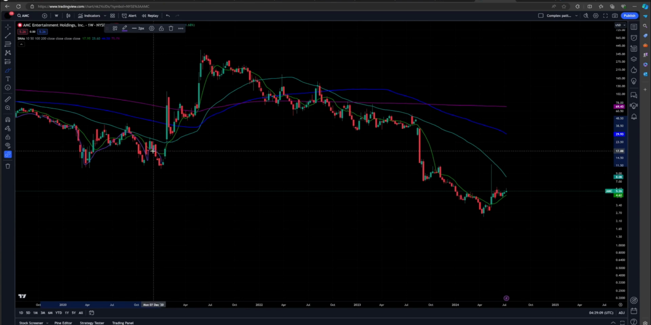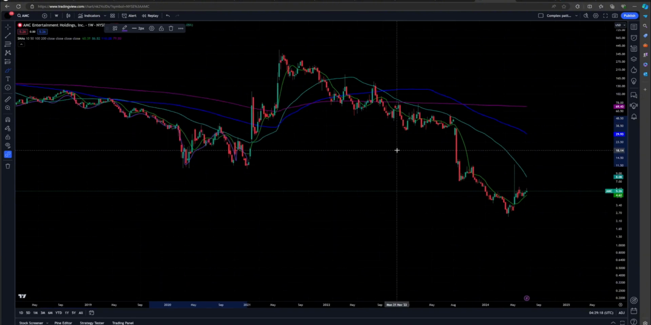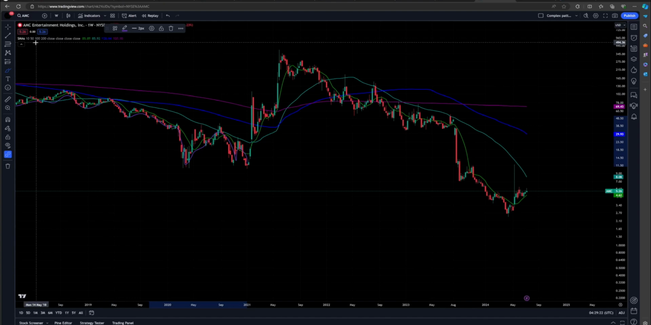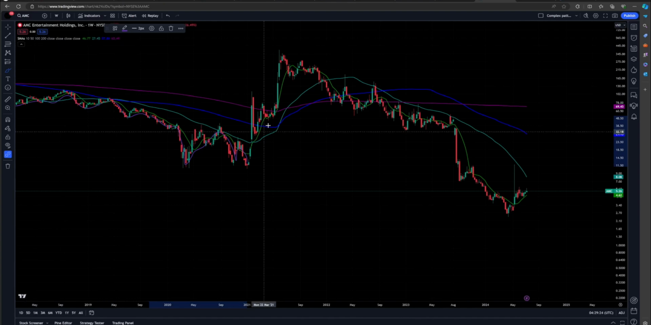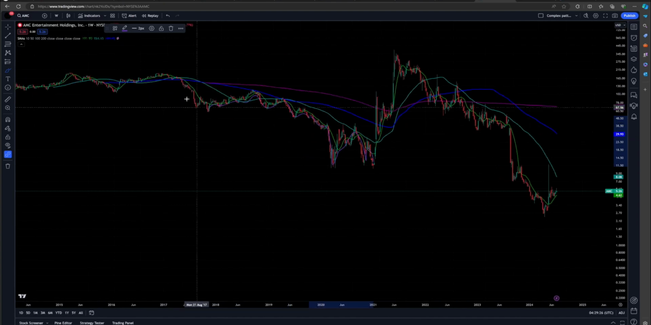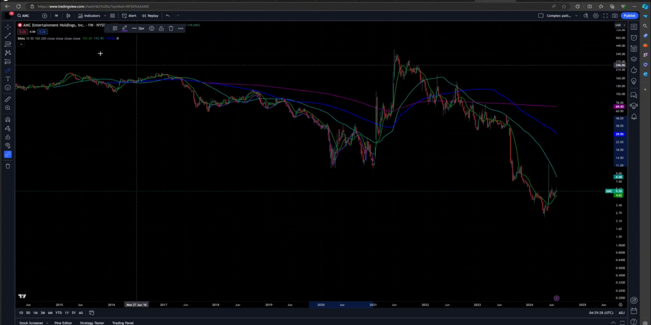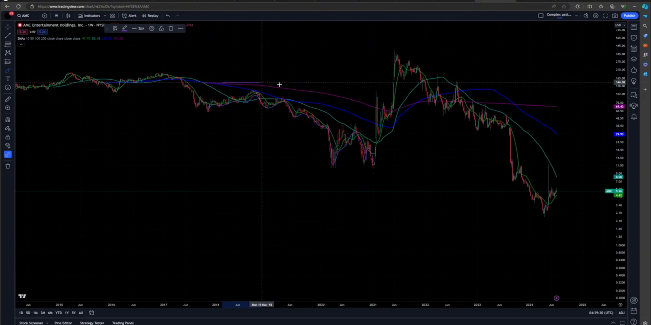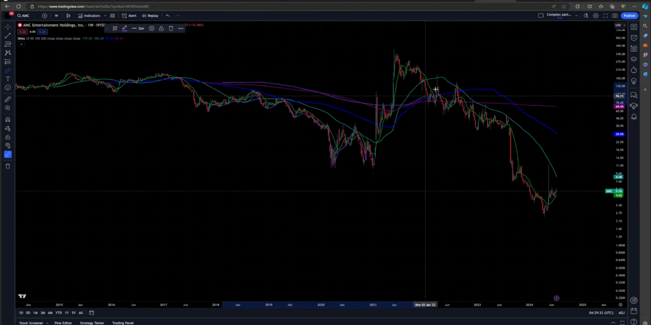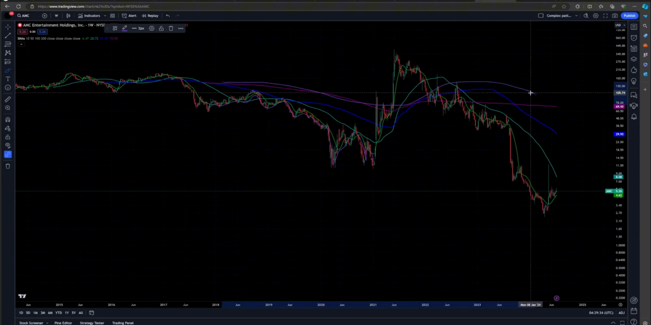This is your 10 SMA. This is your 50 SMA. This is your 100 SMA, and this is your 200 SMA. The higher the number of bars in your data set, the slower the average is. As you can see, this purple one, the 200 SMA, lags behind price. It doesn't really react much.